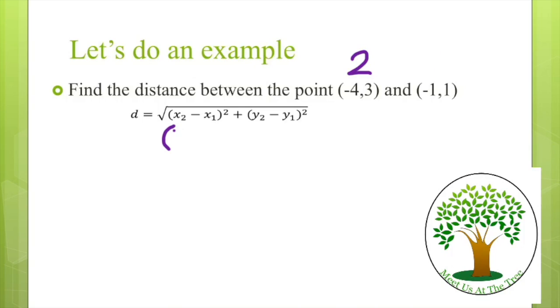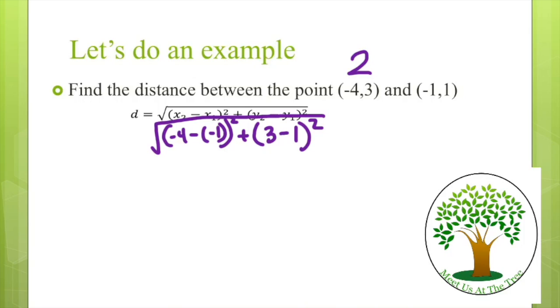I took that parentheses and I put my -4 minus, because of that minus right there. I wanted that -1 to be there, and I needed the squared there because of the squared there. Bring down my plus. Now I have y2. y2 is the 3, and y1 is the 1. So we have 3 minus 1 squared. Don't forget your square root.